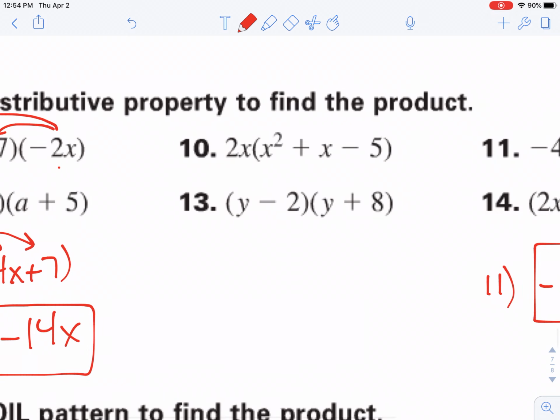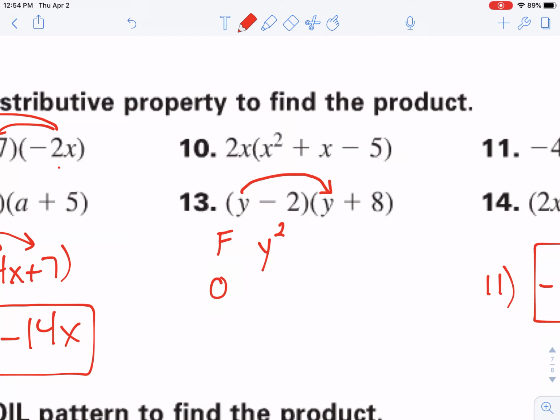13. Okay, here is where the FOIL skill comes into practice here. The FOIL, remember, is first, outer, inner, last. It's just a way of helping you remember which things to multiply. So the firsts are the y times the y. So y times y is y squared. Actually, you know what? Let's write it like this. So the first is y times y, which is y squared.